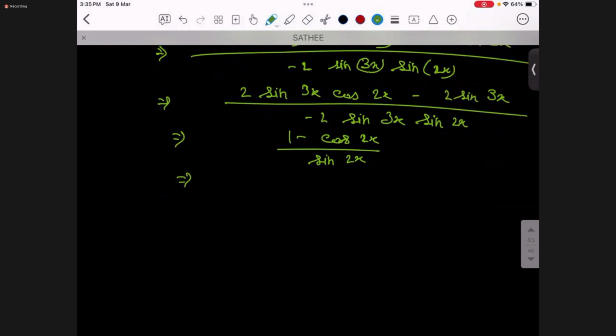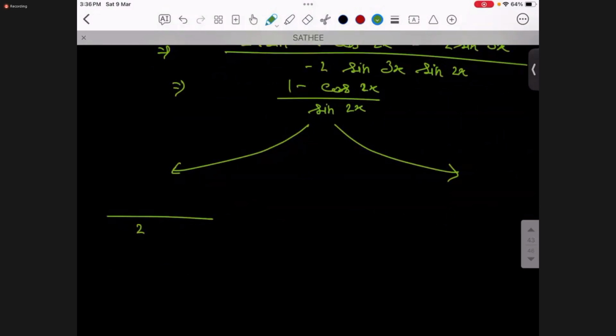Now we can use 2 formulas here, so we can do 2 different cases. That will be better for the first time understanding. So for sin 2x, we have only one case. That will be 2 sin x cos x.